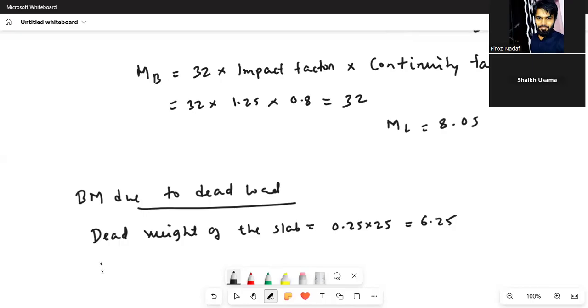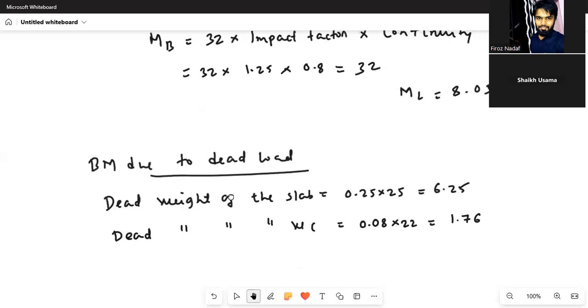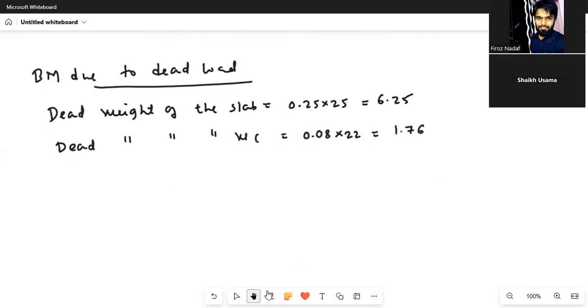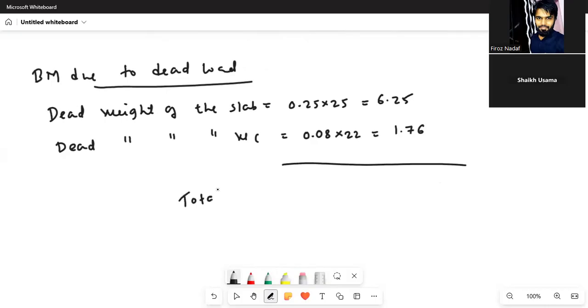And then you have the dead weight of the bearing force, that is WC, which is equal to 0.08 into 22. And this is coming as 1.76. Okay. So the total dead load is equal to 8.01 kilonewton per meter square.